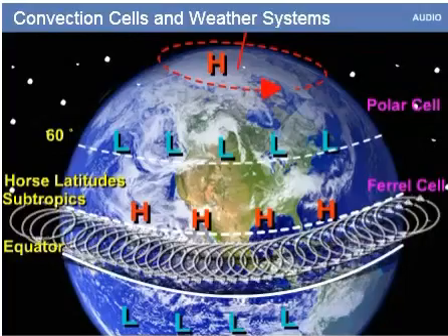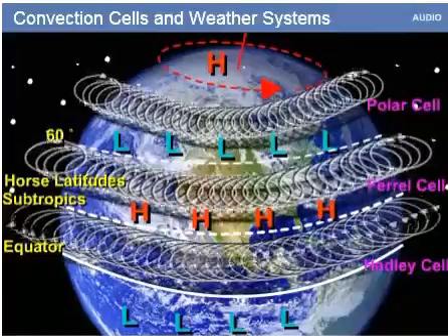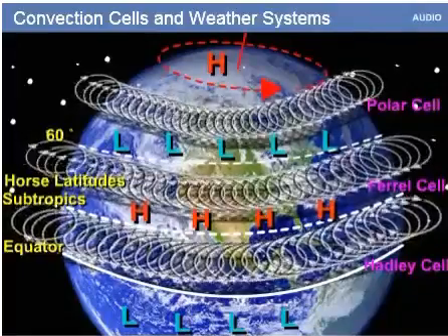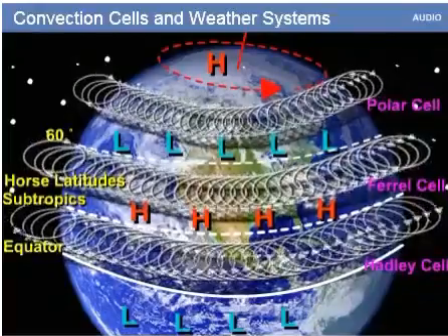Remember that these cells, plus the Hadley cell, are really bands circling the entire planet. These three cells are the basic ways of dividing up the planet into weather systems. Their boundaries are created by high pressures and low pressures.